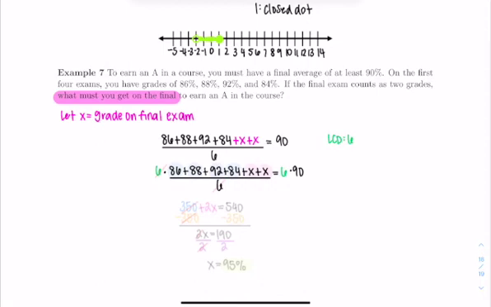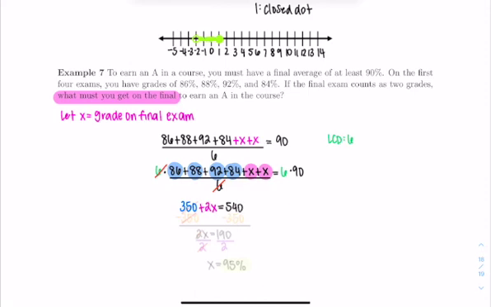So on the left, the 6's are going to cancel, and I'm getting rid of my denominator. So let's go ahead and add like terms on the top just to make our lives a little bit easier. So we have an 86, an 88, a 92, and an 84 we can add together. And that gives me 350. And then we have 2 x's, so plus 2x. And then on the right hand side we have 6 times 90, which is 540.